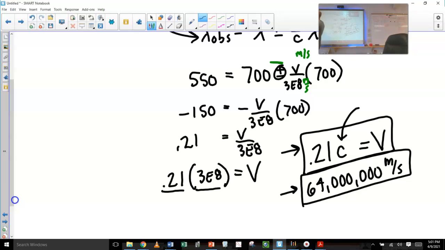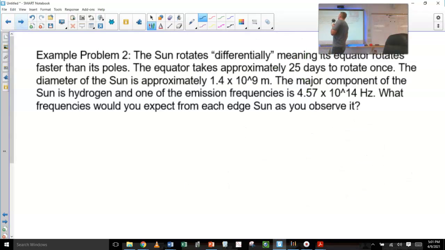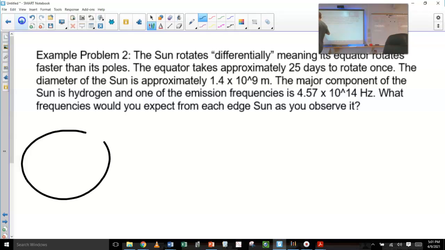The last problem in the example. The sun rotates differentially, meaning that the equator of the sun actually rotates faster than the edge. So hydrogen, the equator takes 25 days to rotate once. The diameter of the sun is really big. The major component of the sun is hydrogen, and one of the emission frequencies is this. What frequencies would you expect from each edge of the sun as you observed it?